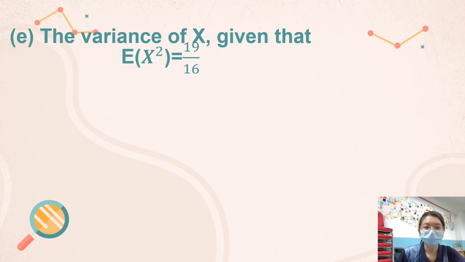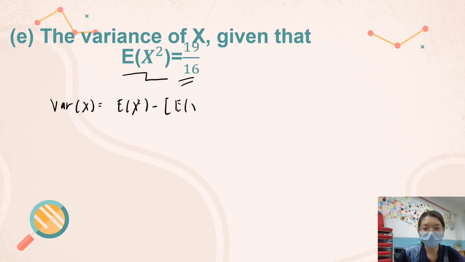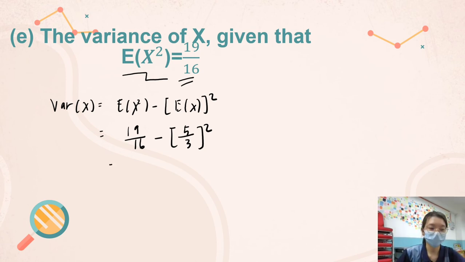So just now we are going to find the variance of x, given that E(x squared) equals 19 over 16. From the formula, Var(x) equals E(x squared) minus (E(x)) squared. So this is the formula, and just now we got the mean, which is 5 over 3. So we are going to substitute it. First substitute E(x squared) equals 19 over 16, and then minus 5 over 3, squared. So finally we will get 7 over 18. Now this is the final answer. It's very easy, right?